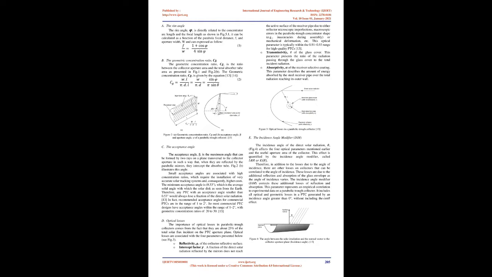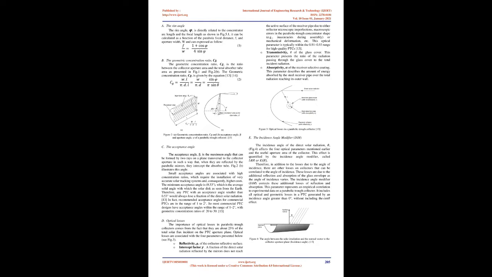The geometric characteristics of a parabolic trough collector from a lateral plane are depicted in Fig. 1 as follows. The acceptance angle. The acceptance angle is the maximum angle that can be formed by 2 rays on a plane transversal to the collector aperture in such a way that, when they are reflected by the parabolic mirrors, they intercept the absorber tube. Fig. 2, b, illustrates this angle.